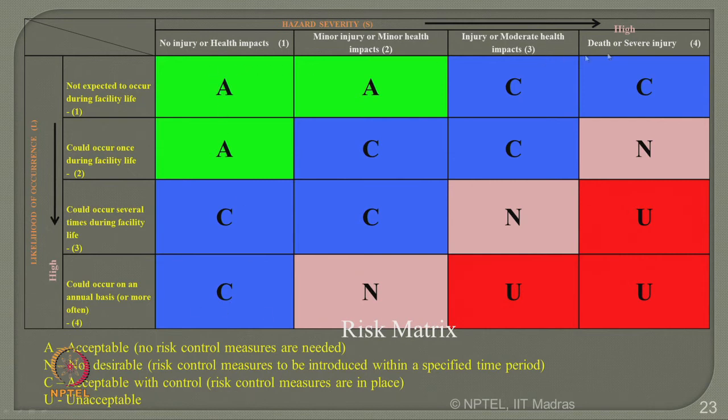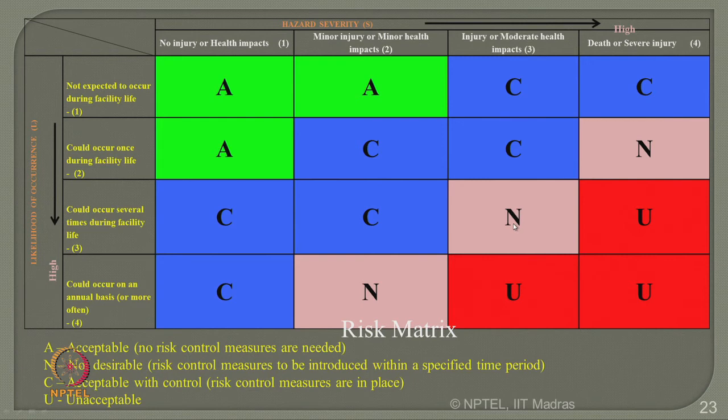Now, the entire matrix is divided into different areas and zones, where the nomenclatures established in the literature are given as A, C, N and U. So, A stands for the regions where risk is acceptable, that is, no risk control measures are required. If you are identifying a specific risk zone or risk region as acceptable, you do not require any additional risk control measures. What is available in the plant is sufficient.